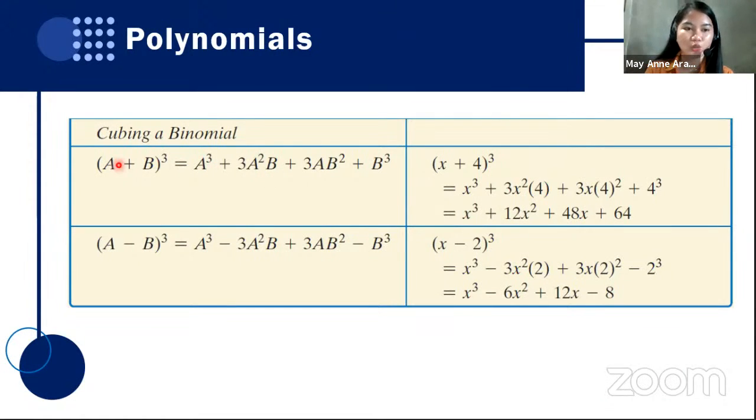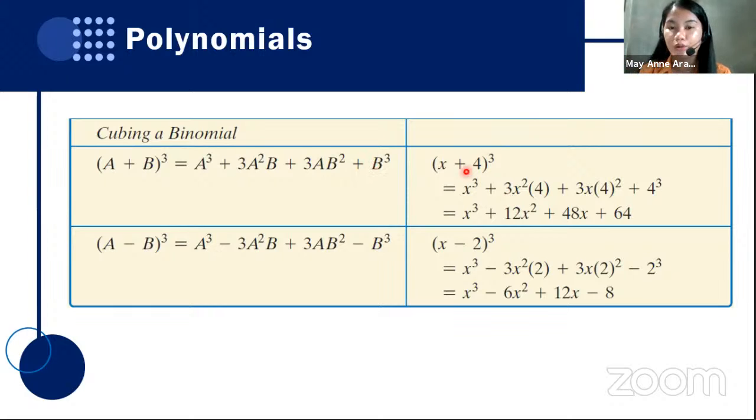So, you have a cube: you just cube the first term, then square the first term multiplied by 3, and then the value of the second term of the binomial. And next, you square the other one, the second term, B. And for the last, just get the cube of the last term.